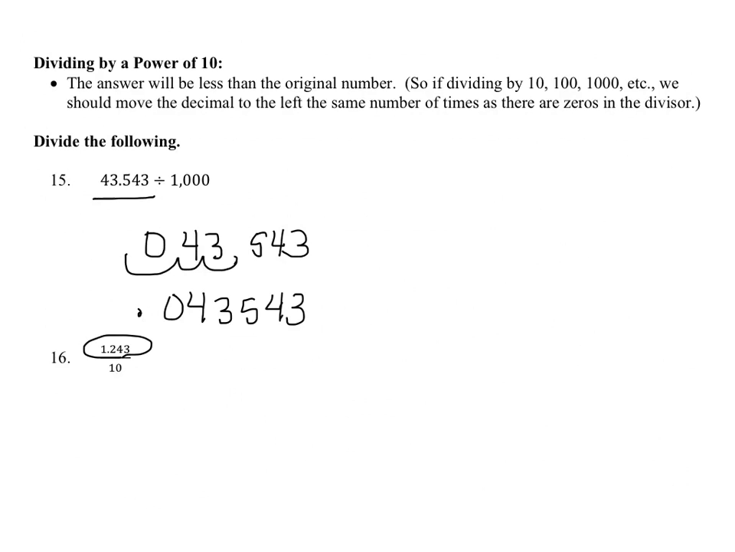The next one, again, I'm dividing this number by 10, so I'm making it smaller. So I'm going to move the decimal point to the left 1 space. I just automatically did that. And this number is 1,243 tenths, hundredths, thousandths, ten-thousandths. 1,243 ten-thousandths.